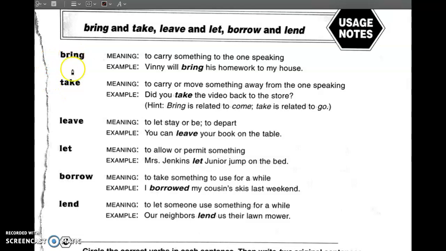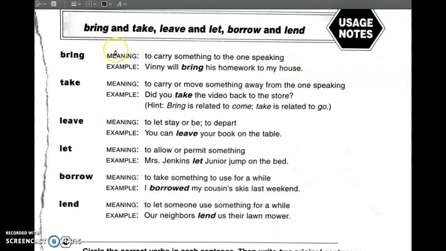Let's take a look at bring and take. Bring means to carry something to the one speaking. So if you have something, you are going to carry it to somebody else's house who is speaking to you. Okay, Vinny will bring his homework to my house. All right, the person speaking is having Vinny bring homework to the person speaking's house.